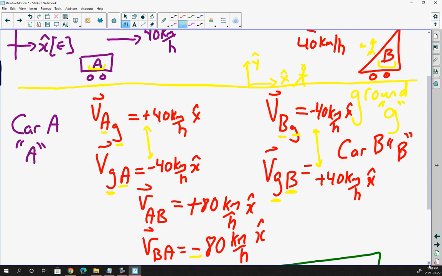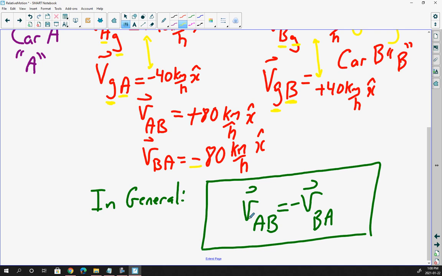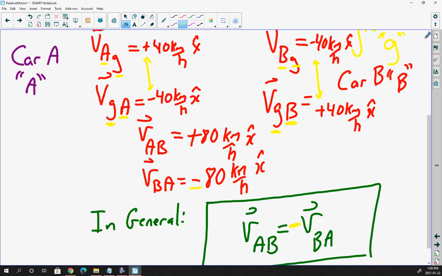So that leads us to forming what we call a general equation. The velocity of any object A with respect to reference frame B is always equal in magnitude, but opposite in direction, there's the negative sign, to the velocity of object B with respect to reference frame A. And if you take a look at here, whenever we switch the letters around, the sign changes. And that holds true in any situation.